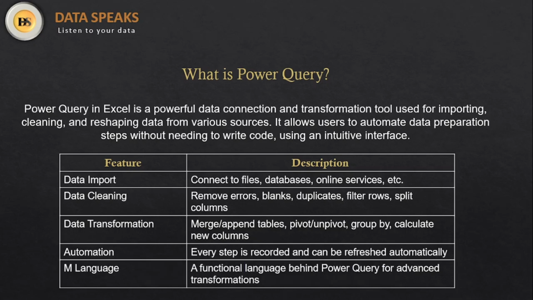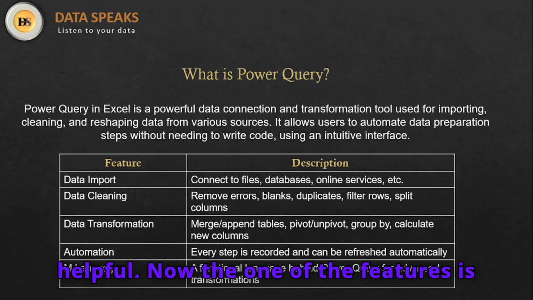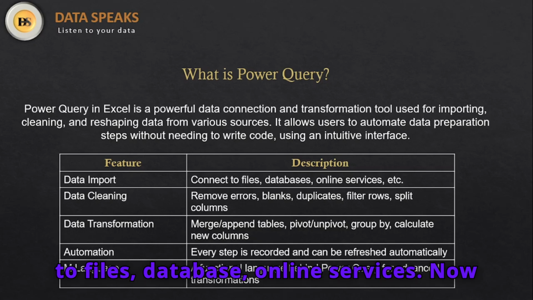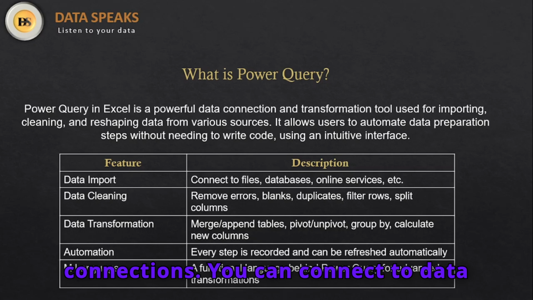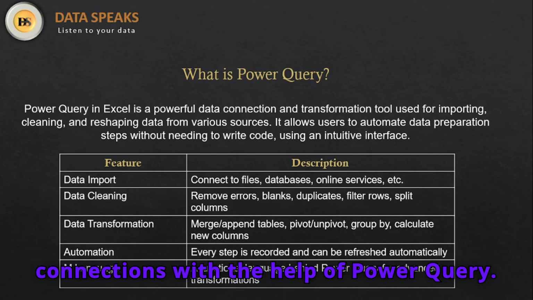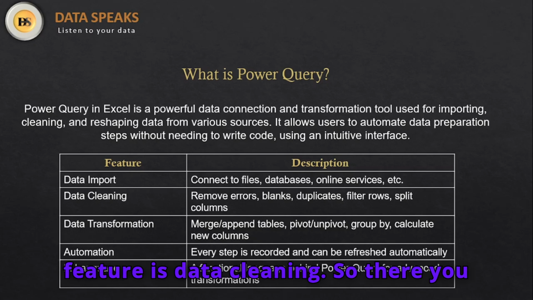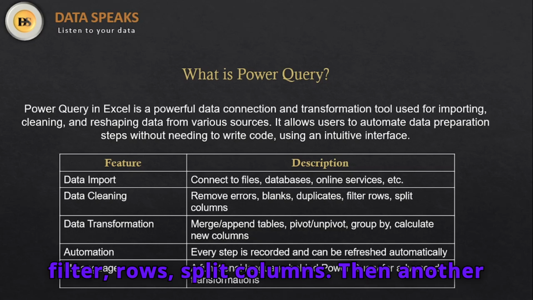Okay, so I listed the features of Power Query and the description, which should be very helpful. Now, one of the features is data import. It connects to files, databases, and online services. Power Query has over 150 data connections. You can connect to data sources with the help of Power Query. Now we have data cleaning. Another feature is data cleaning. So there you can remove errors, blanks, and duplicates, filter rows, and split columns.